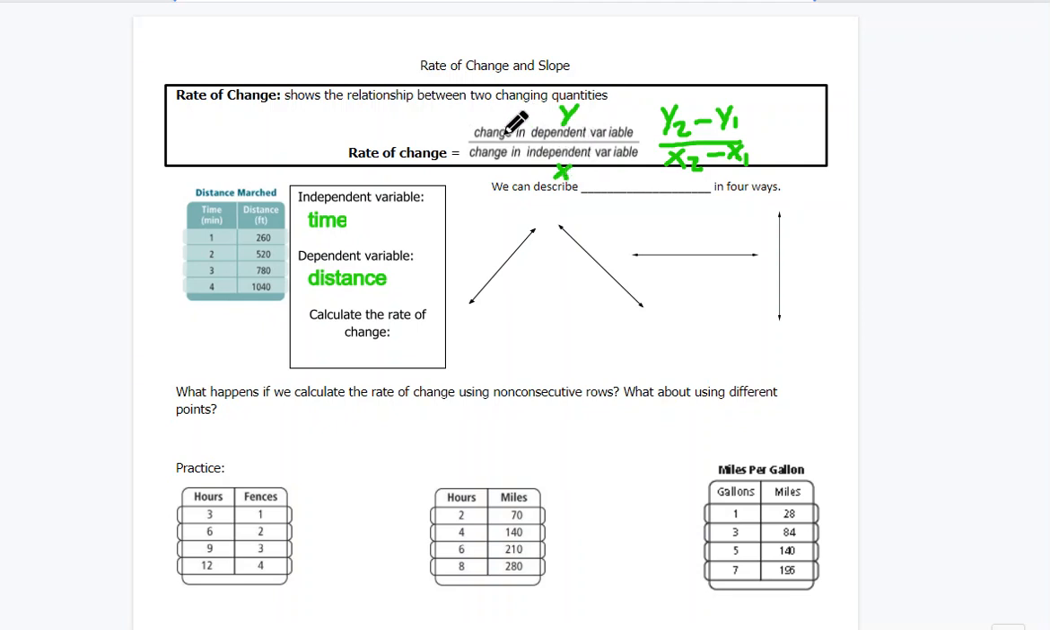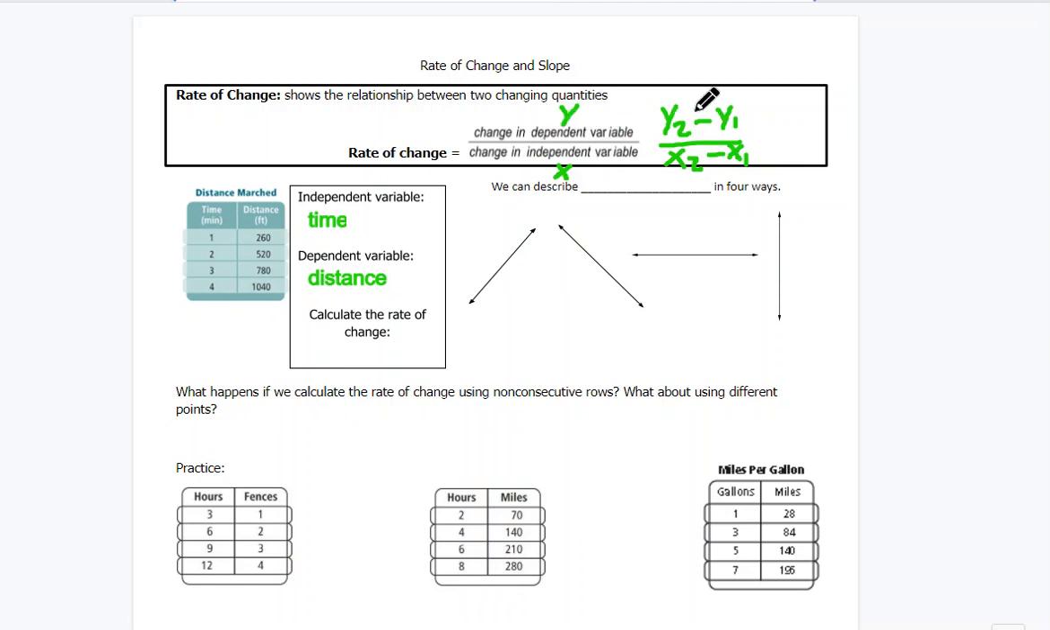So when you think of change, you want to think subtraction. Think about if you go to the store, you buy something that's 50 cents, and you pay $1. To figure out how much change you get back, you subtract $1 minus 50 cents, and you get 50 cents back. So change means subtract.